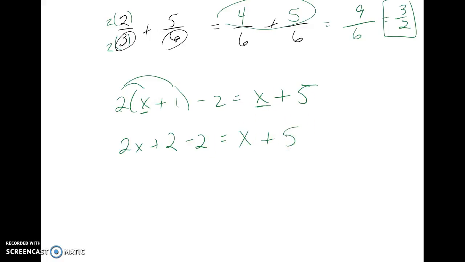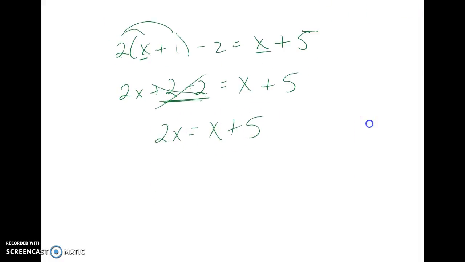So my next step, before I start moving people across the equals, I always like to clean up each side. In other words, if there's anywhere that you can combine like terms, do that now. So I've got a positive 2 minus 2. Well, those just go away, peeps, and all that's left is a 2x over here. On this side, we have an x plus 5.